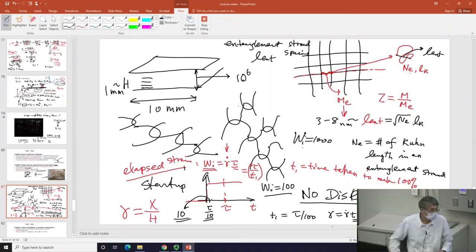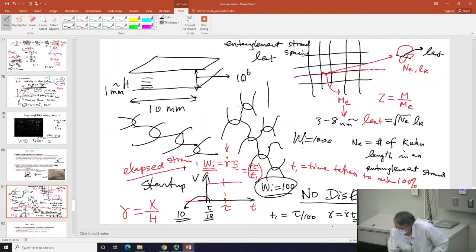What we do know from the movies is, under these conditions, I hope by now you are all very familiar with what a startup shear is. You suddenly start to shear, and you monitor your stress.